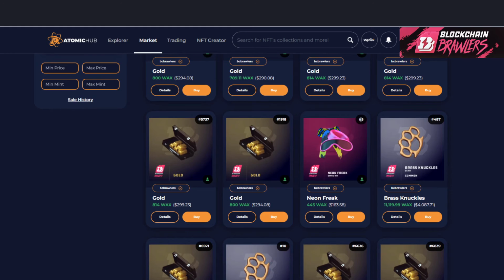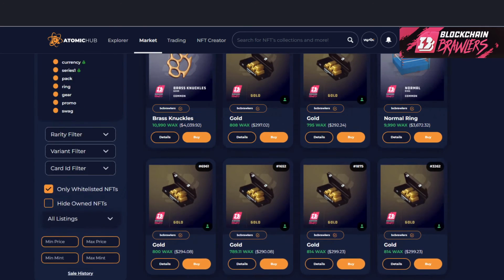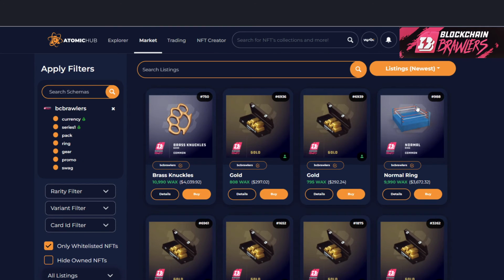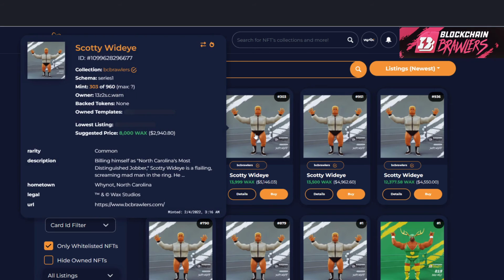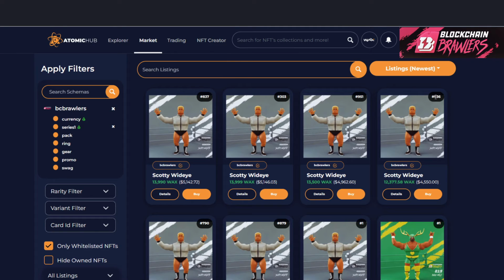Like for example, Neon Freak number 5, this is an old item. Brass Knuckle 487, it's an old item, that's for sure. But 750, it's a new item. So normally what I do is I only check the main common items. Actually, I won't check the common items, I'll just go for series 1. Okay, let's go check. So Scotty, we have some new Scotties for sure, right?